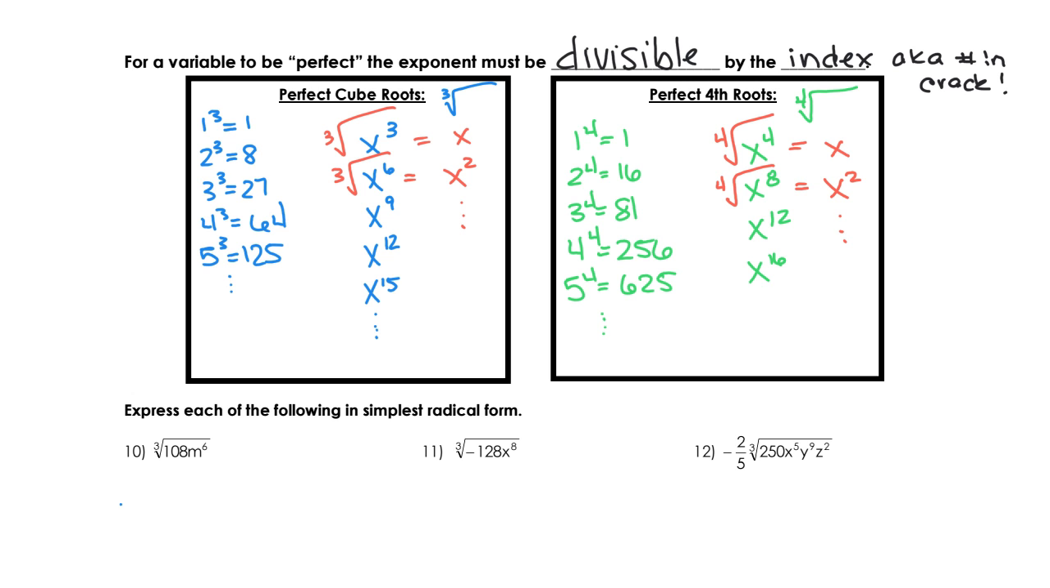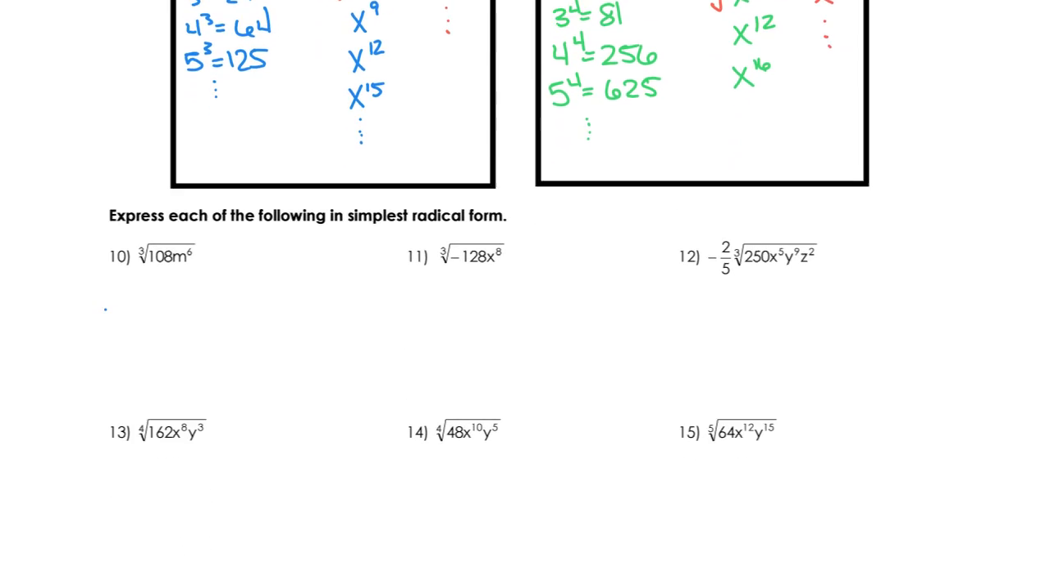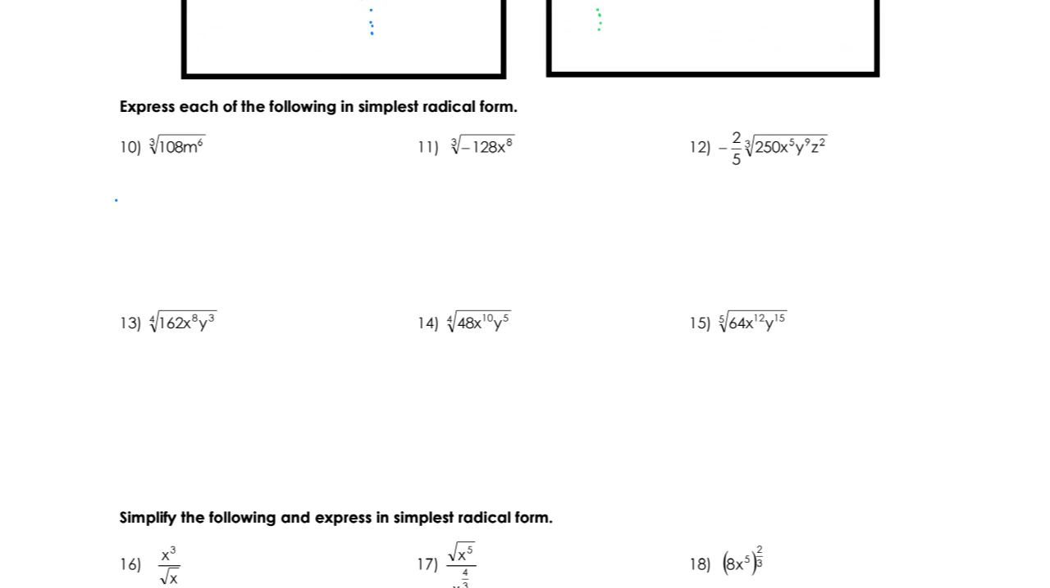All right, so let's take a look at our list of numbers, and let's take a look at our examples down here. It says express each of the following in simplest radical form. You're going to notice that these are different than the ones on the front because these are not square roots, these are cube roots.